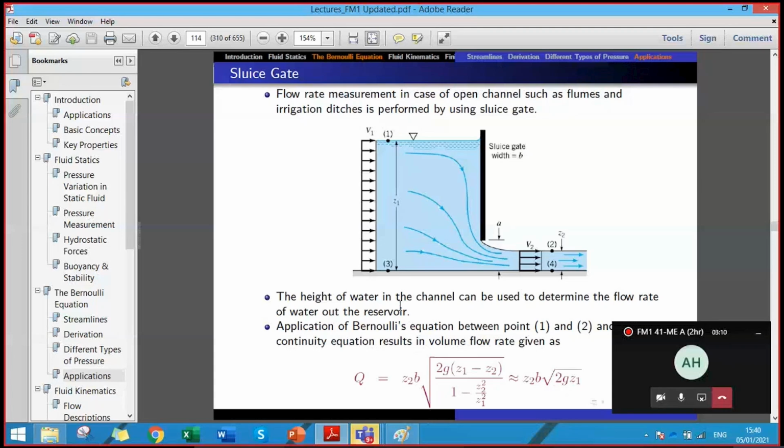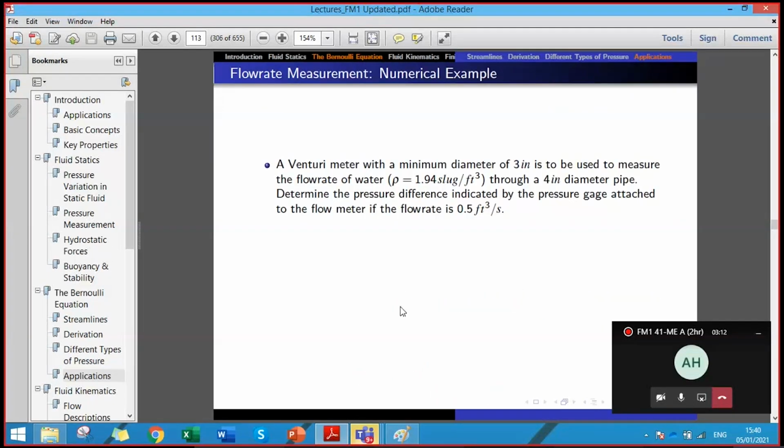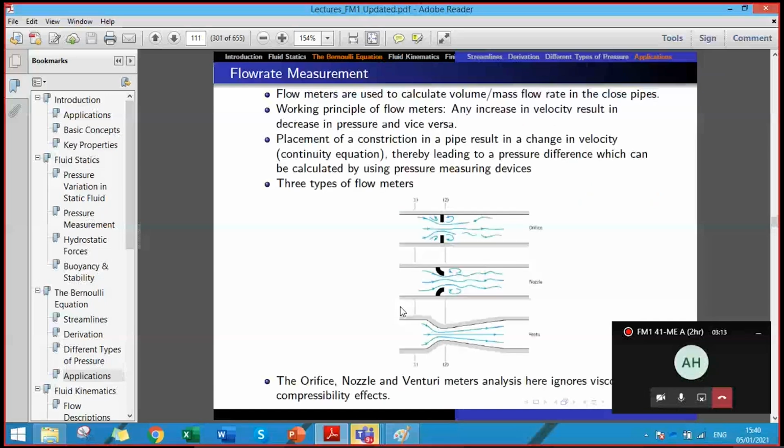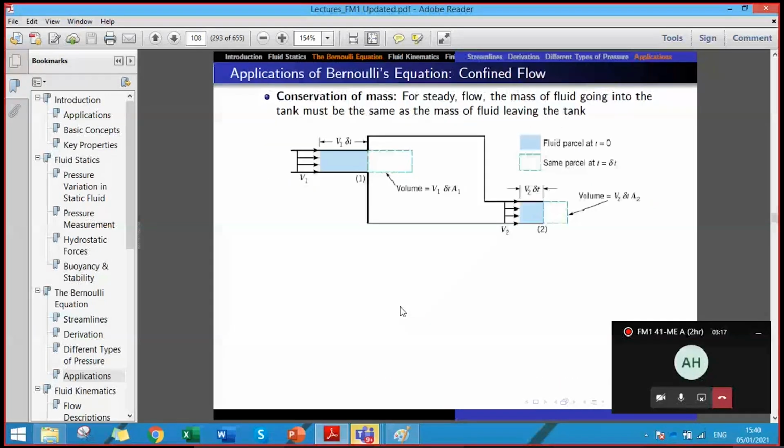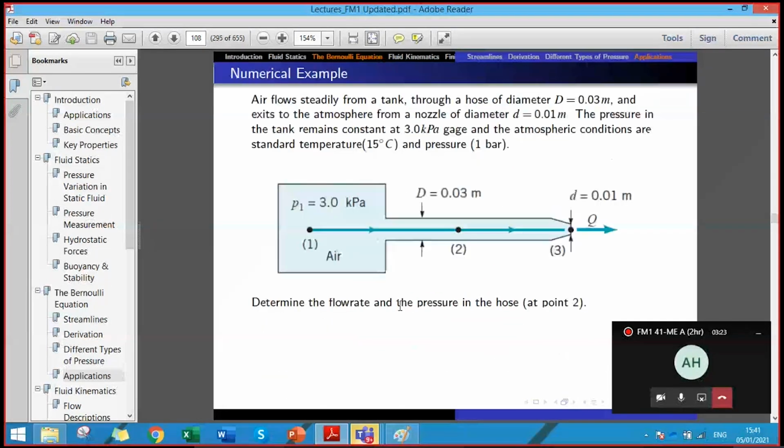For the last few weeks, we have been discussing the Bernoulli equation, its derivation and its applications. Last week we discussed different applications of the Bernoulli equation, like the free jet flow, the confined flow, and the continuity equation in relevance to the Bernoulli equation. We also discussed different examples considering the free jet flow and the confined flow.